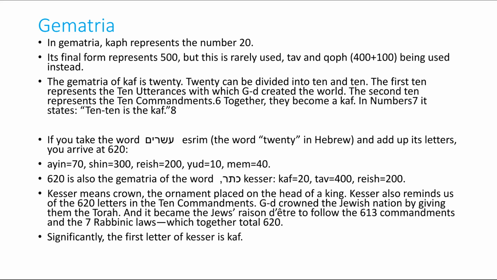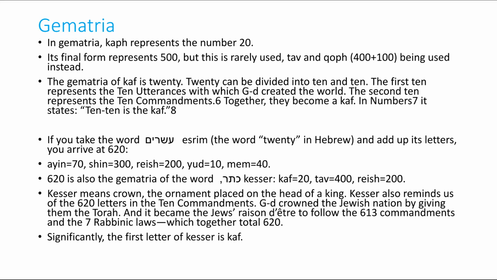And the first 10 represents the 10 utterances with which God created the world. And the second 10 represents the 10 commandments. And together they become a kaf. In Numbers, it says 10 and 10 is the kaf. There's a quote in the book of Numbers. So that's quite an interesting idea, that it's talking about the 10 utterances with which God creates the world. Let there be light, let there be this, let there be that, whatever, which we'll come to in a second again. And also, obviously, the 10 commandments.